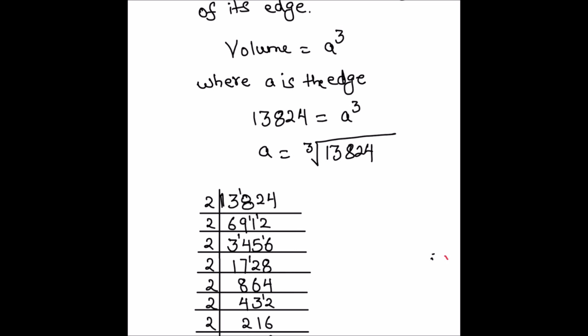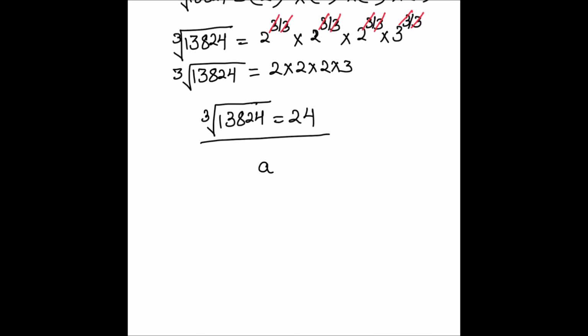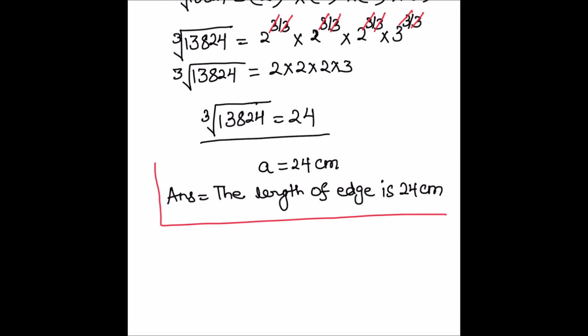So this equals A. A is the length of its edge. This equals A, so A will be 24 centimeters. So our final answer will be the length of edge is 24 centimeters. This is our final answer. We are going to box the answer. And this completes our question number 8.